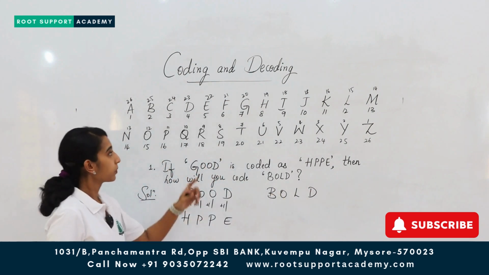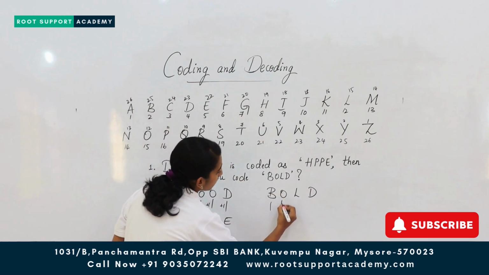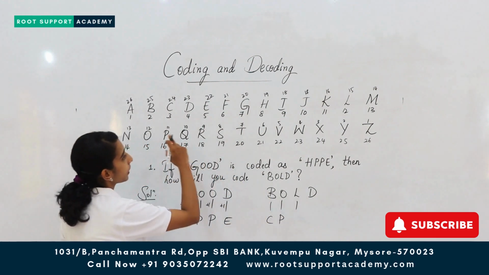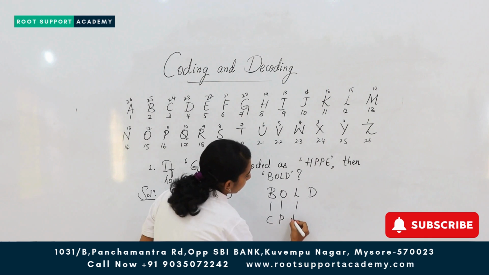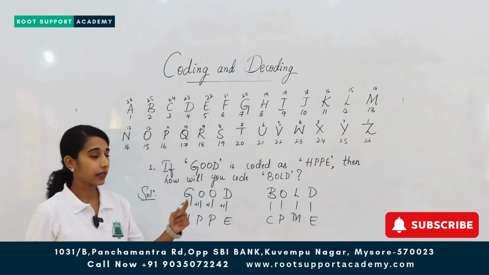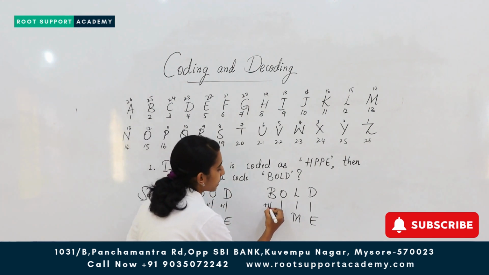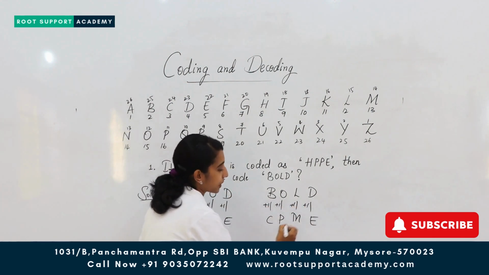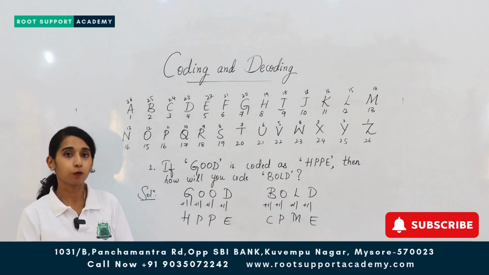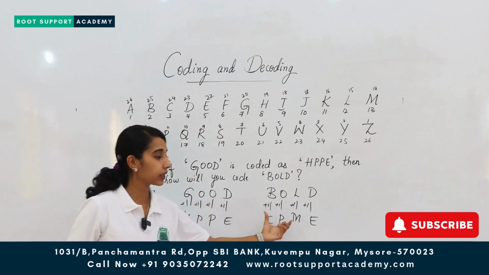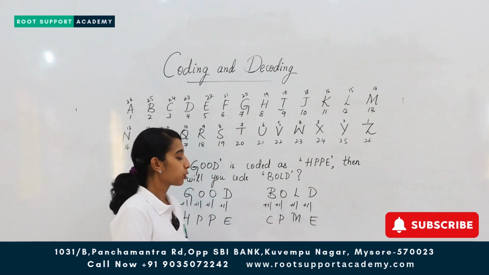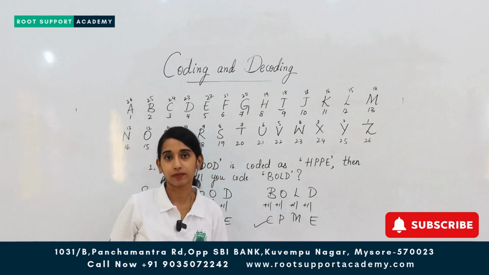B-O-L-D, bold. What comes after B? Next is C. After O, what do you have? You have P. After L, what do we have? M. After D, what comes? Obviously, E. So in this manner, we have found +1, +1, +1, +1. How simple this problem is: you have your forward series and you can easily get the code. And in the options, if you have C, P, M, E, you just take that option.